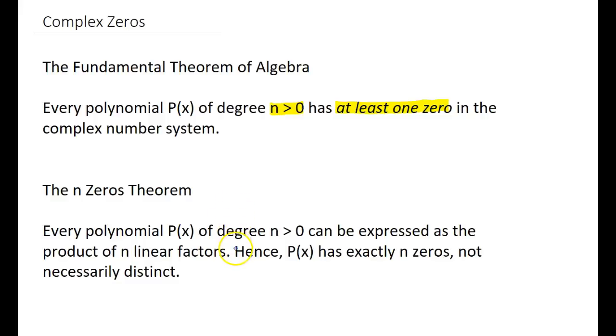Now by itself that's not so useful, but a corollary of this theorem is called the n zeros theorem, and it says that for every polynomial of degree n greater than 0, it can be expressed as the product of n linear factors. So in other words, the number of factors matches the degree. In other words, p of x has exactly n zeros. Now, it may be the same zero counting once or twice or 3 times, depending on the multiplicity of the factor. But if you have a 3rd degree polynomial, you're going to have 3 factors. If you have a 10th degree polynomial, you're going to have 10 factors.